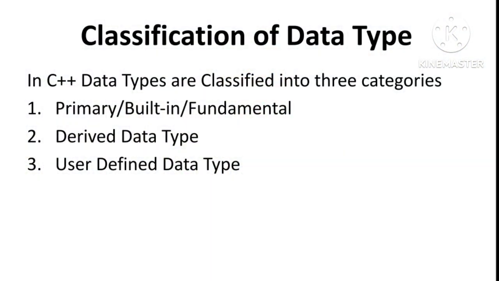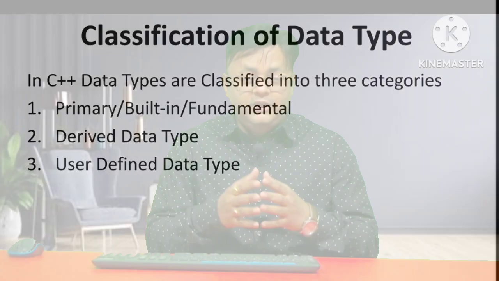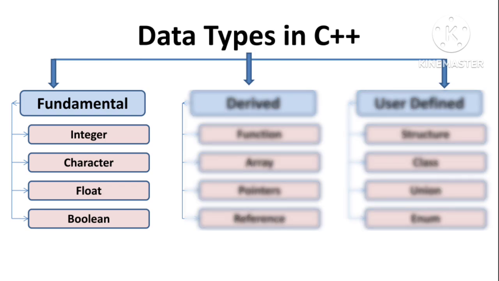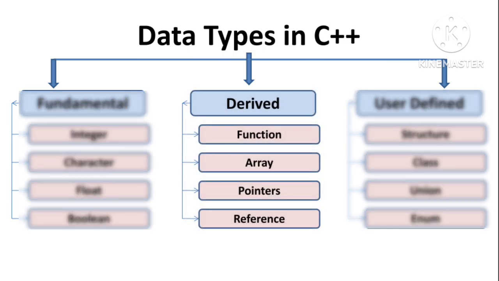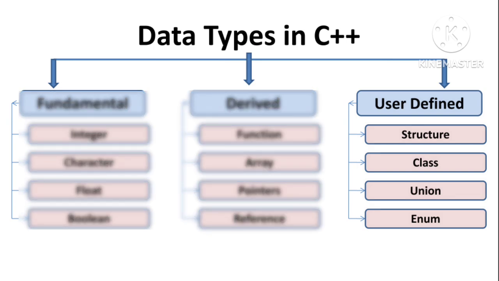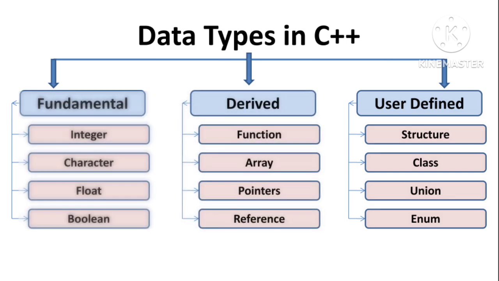Data types are broadly classified into three major categories: primary or built-in, derived data types, and user defined data types. These major categories of data types are further classified into subcategories. Integer, character, float and Boolean are fundamental data types, while function, array, pointers, references are derived data types, and structure, class, union, enum, etc. are user defined data types.